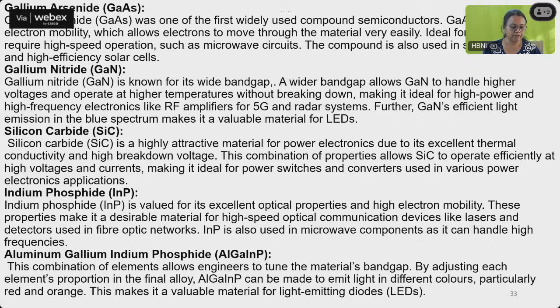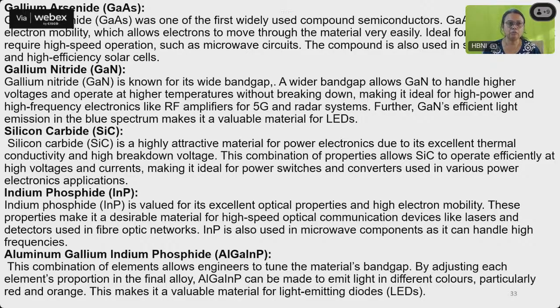Then we have indium phosphide. Its optical property is very good and it has high electron mobility, desirable for high speed optical communication. And because of the optical properties, it is used in lasers and detectors in fiber optic networks.